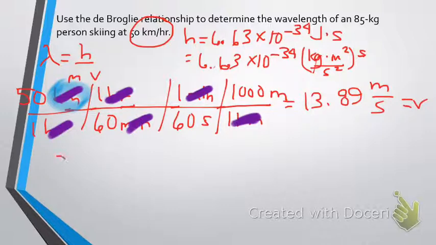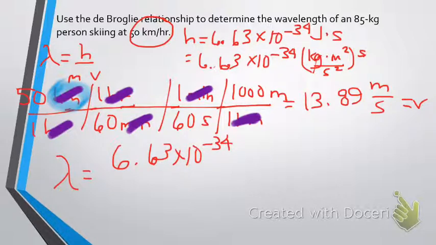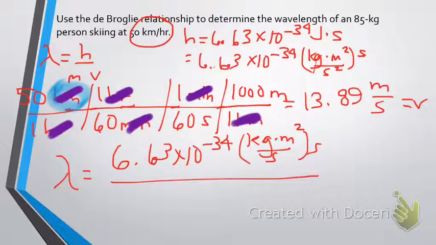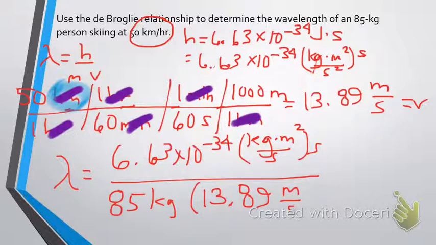Now to find the de Broglie wavelength, we just have to put lambda and plug and chug. We have H, which we wrote up above already, 6.63 times 10 to the minus 34. And I don't want to skip any steps, so I'm going to go ahead and put kilograms, meters squared, over seconds squared, times seconds, because that's what joule seconds are. Divide that by the mass, which was 85 kilograms, that's given to us in the problem, times the velocity that we've already figured up, which is 13.89 meters per second.